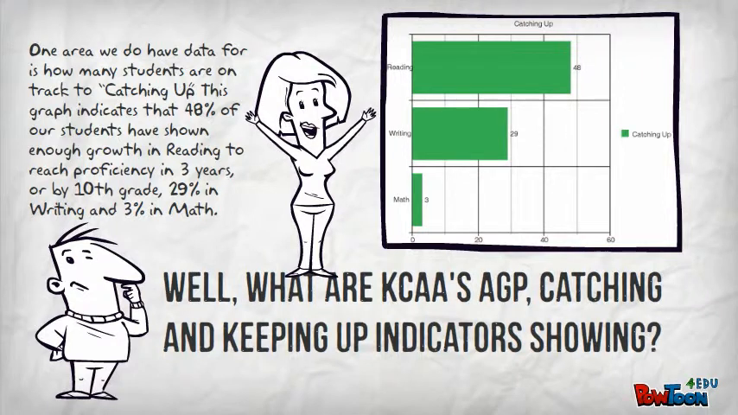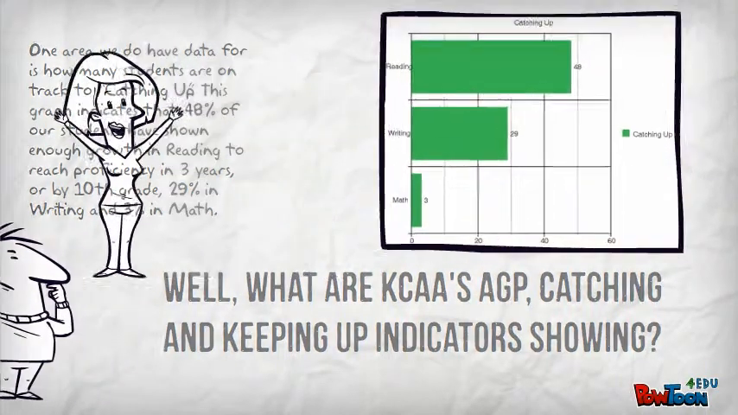One area where we do have a little bit of data is for how many students are on track to catching up. This graph indicates that 48% of our students have shown enough growth in reading to reach proficiency in 3 years or by 10th grade, 29% in writing, and 3% in math. We're excited about our reading scores, but we do realize we have a ways to go with writing, and we'll be very focused on math as well.